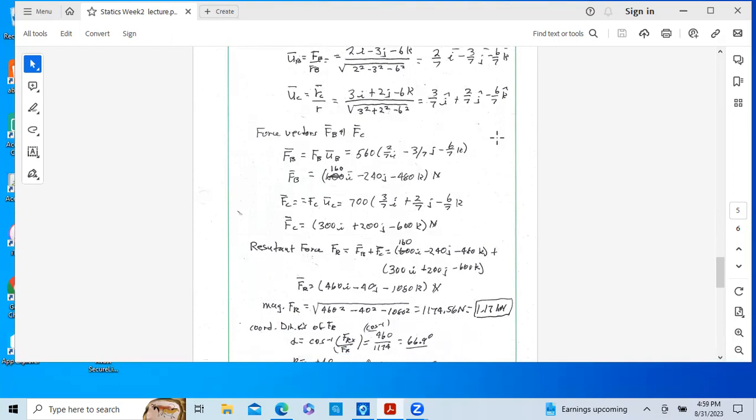So for the force vectors, FB and FC, we can write the force vector as the magnitude of the vector times the unit vector. Well, the magnitude is given to us in the problem. So the magnitude of the force vector B is 560 newtons. We multiply that times the unit vector. This is the unit vector up here. Okay, 2/7 I minus 3/7 J minus 6/7 K.